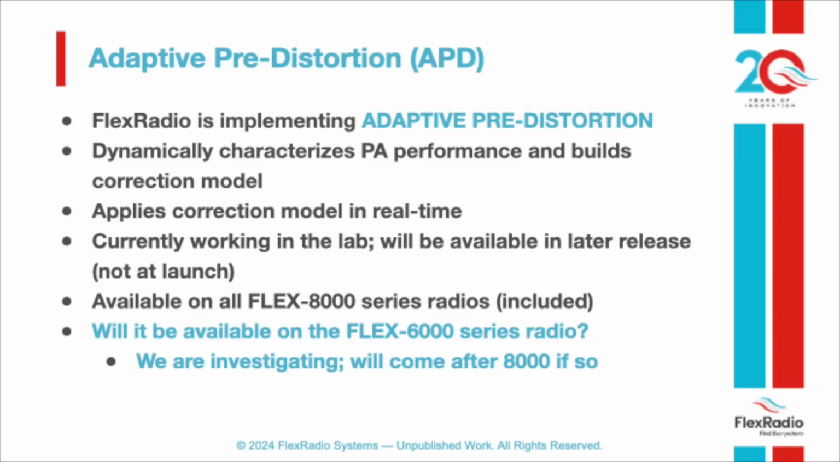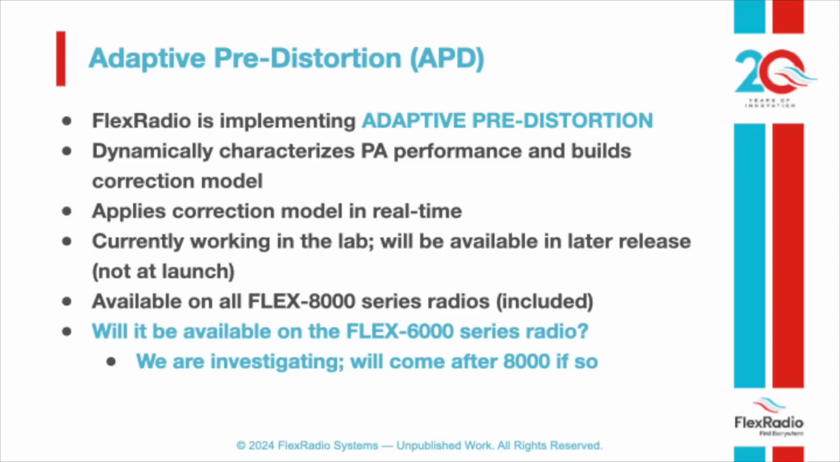And so this dynamically characterizes the PA performance, builds that correction model, and then applies that correction model in real time. So we have this working in the lab. I'll show you a couple of slides that show what it looks like and what it does. And we're going to release this probably, my guess is, December of this year, January next year, somewhere in that time frame. This will be available on all the 8000 radios.